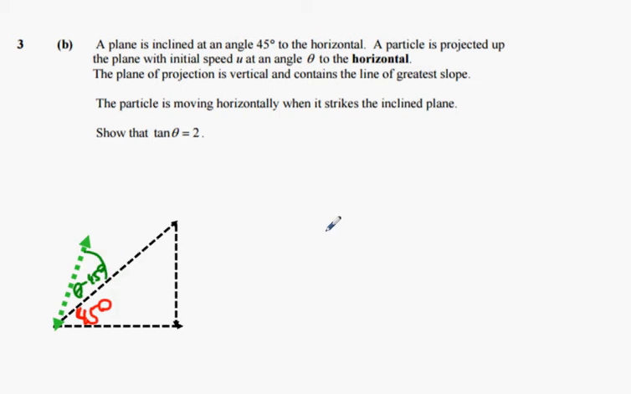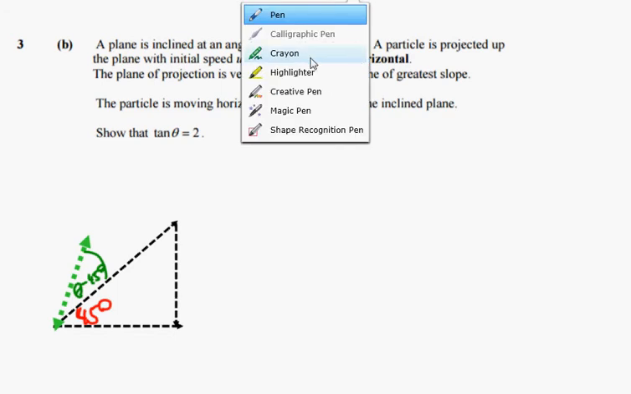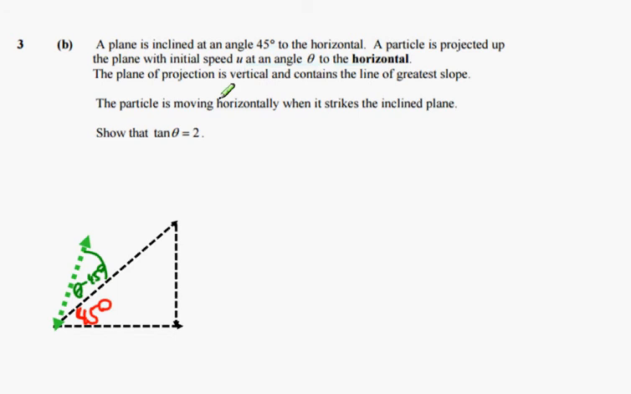Now, the plane of projection is vertical and contains the line of greatest slope. That's like saying the grass is green and the sky is blue. They just say that, and what it just means is do it exactly the same way you've always done it. It doesn't affect you in any way, shape or form. The particle is moving horizontally when it strikes the inclined plane. Show that tan theta equals 1/2.